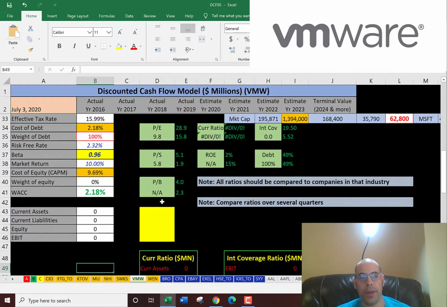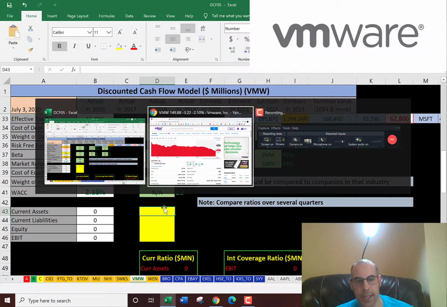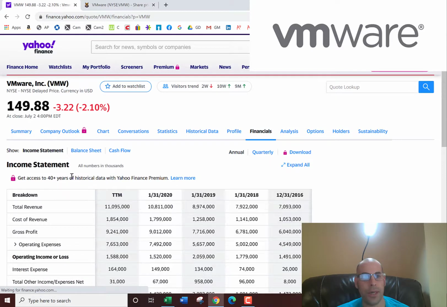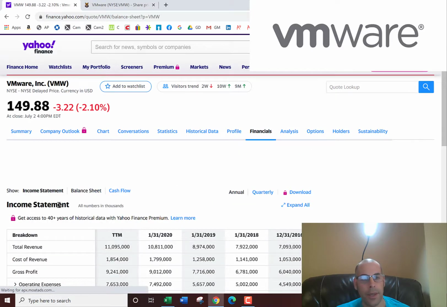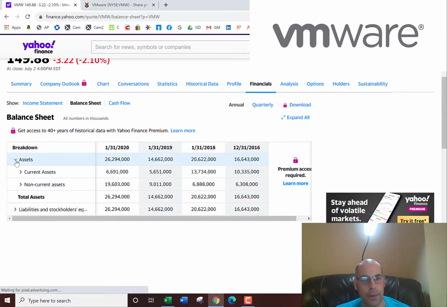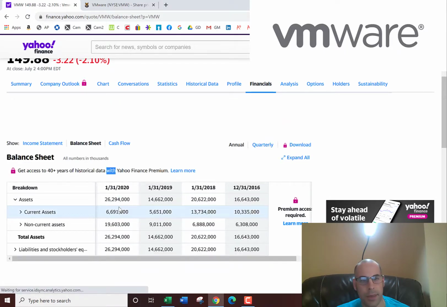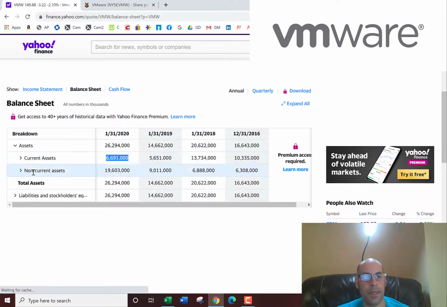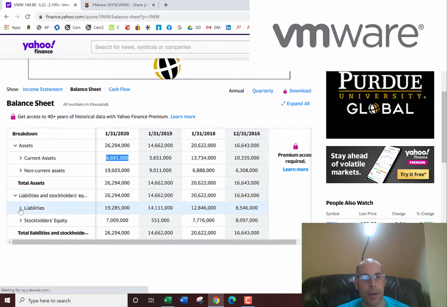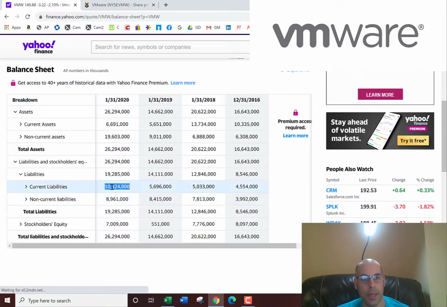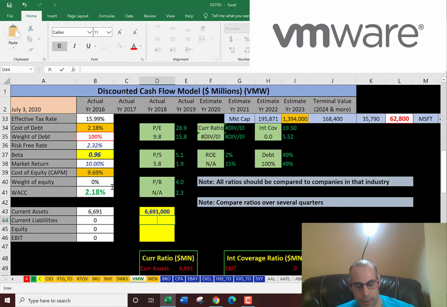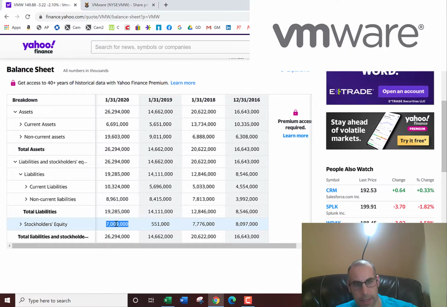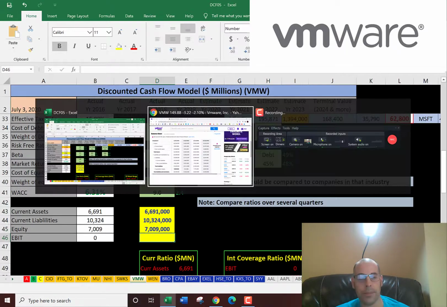Now we need a little more information from the balance sheet. Let's get the current assets. Current assets are mainly cash, accounts receivables, and inventory. We'll go to the balance sheet. Go to the assets. Current assets, $6.7 billion. And current liabilities are debts and payable that are due within 12 months. That's $10 billion. And then their equity, which is the total assets minus total liabilities of $7 billion.